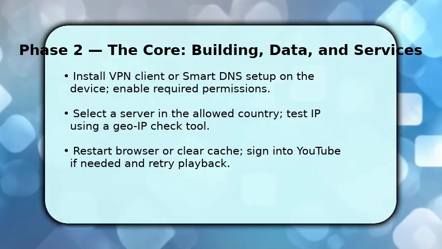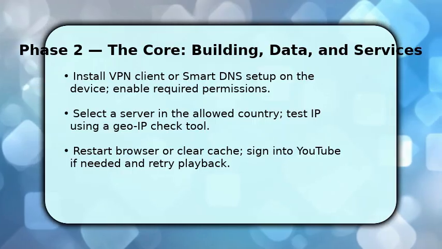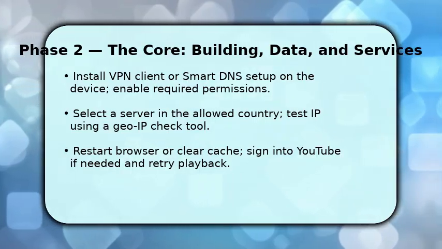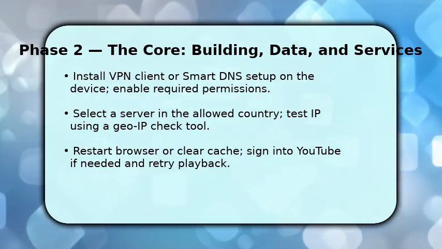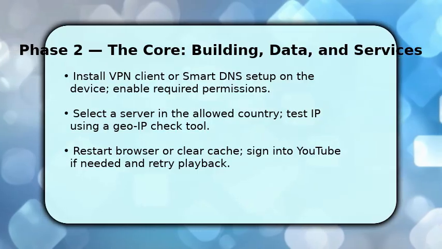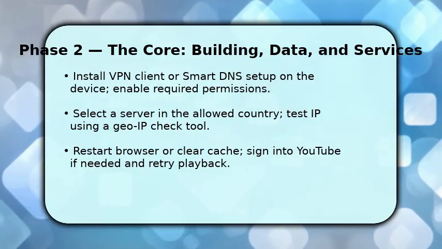Now configure the tool. Install the VPN client or apply the Smart DNS settings as instructed and grant any network permissions. Choose a server located in the country where the video is available. This ensures your public IP matches that region. Test your new IP using a geo-IP check to confirm.